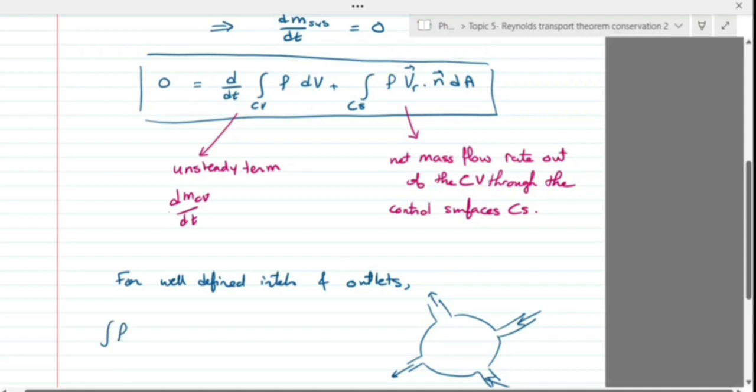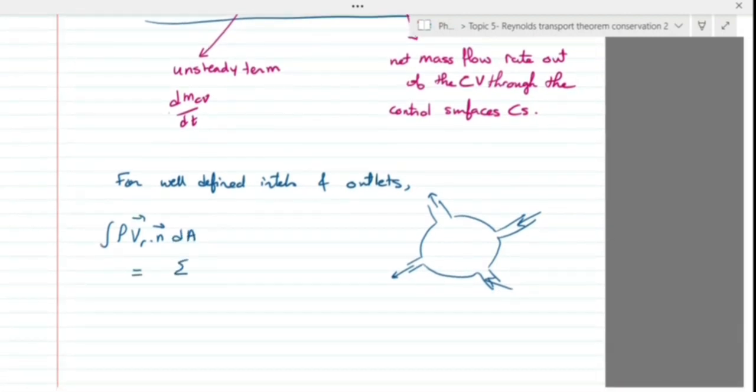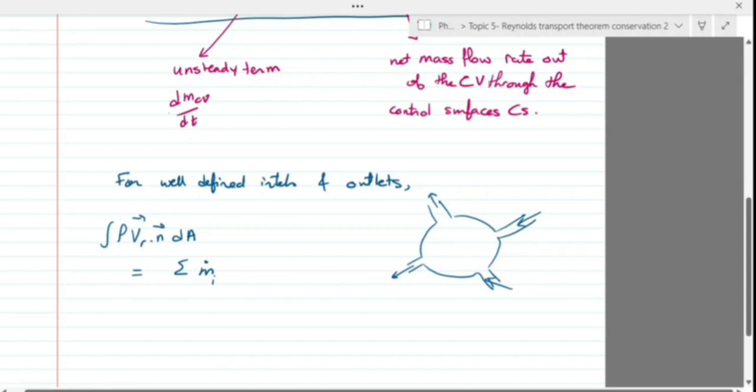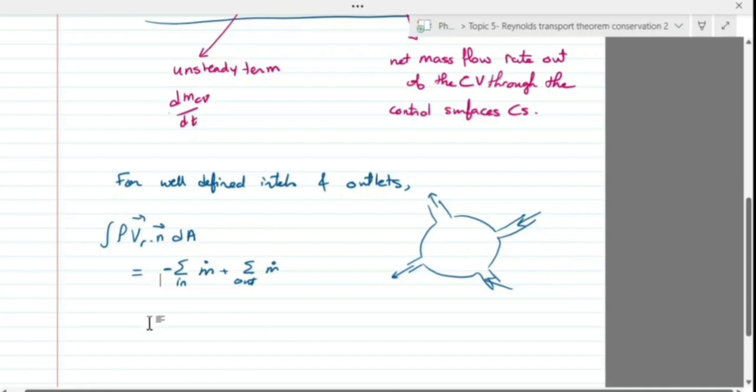So the integral of rho vr dot n dA is going to be equal to the sum of the mass flow rate out minus the mass flow rate into the control volume. I have a minus sign here because what's out minus what's in will give me the net flow rate out of the control volume through the control surfaces. So I can now substitute this integral by these two terms.